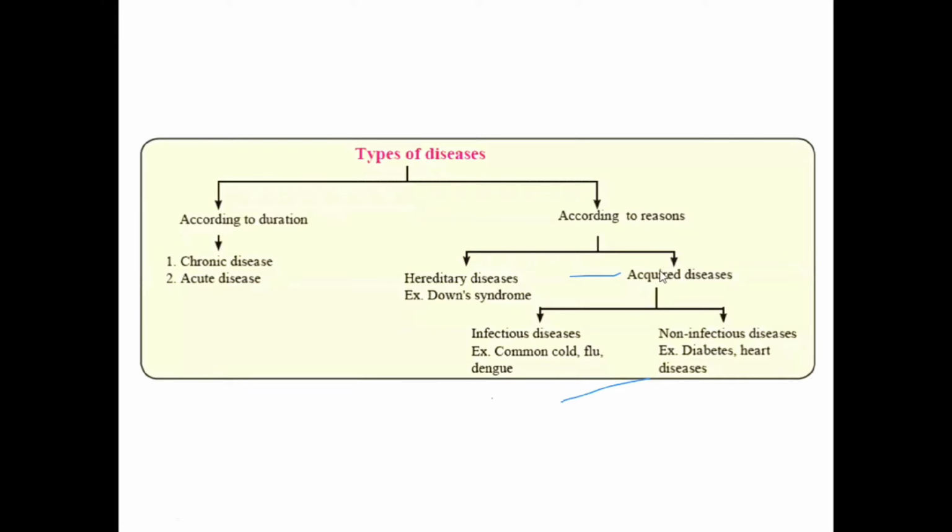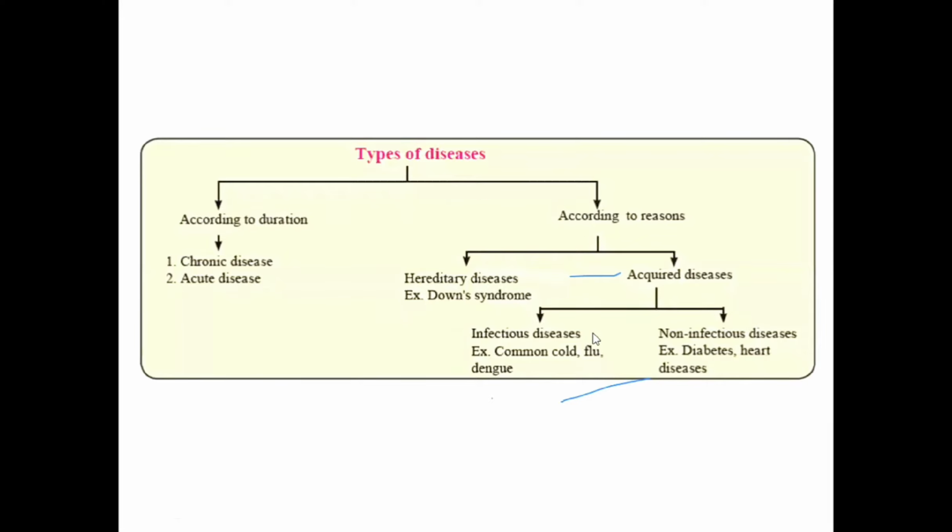And the second type is acquired diseases. The meaning of the word acquired is taken or got. So there are certain diseases which are taken from certain reasons. Now again, acquired diseases are classified into two categories: infectious diseases and non-infectious diseases.